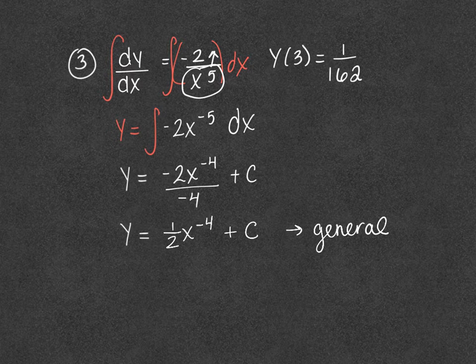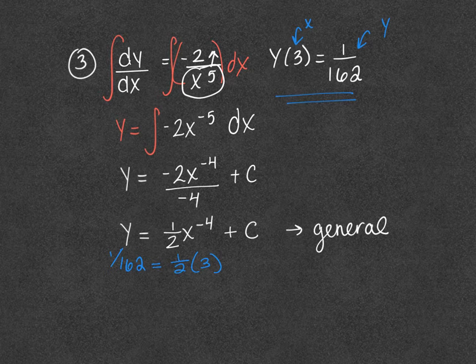And I want to use the initial condition up here, where the 3 is my x value, and the 1 over 162 is my y, so that I can find c. Okay, so let's plug those numbers in. So the y is 1 over 162. The x is 3. And we want to find c.